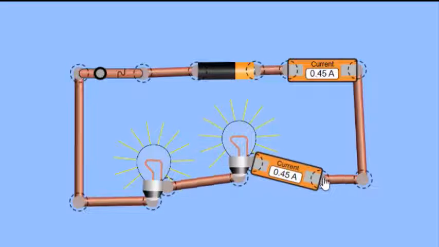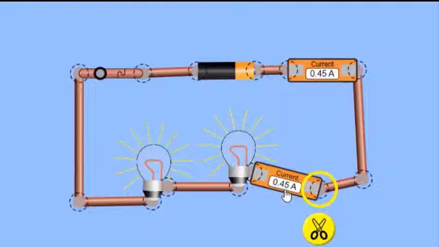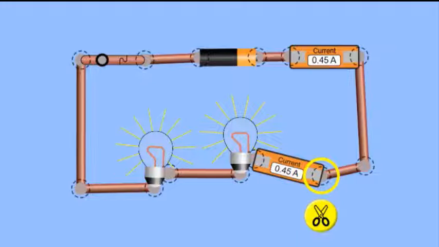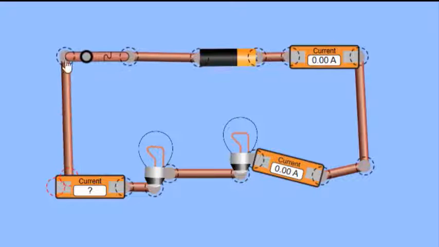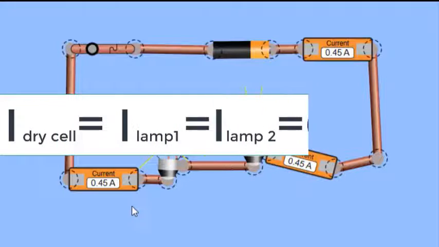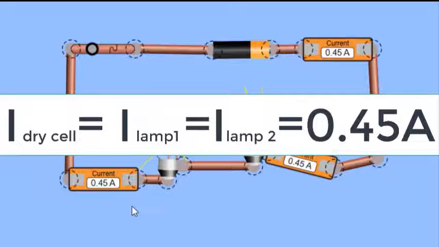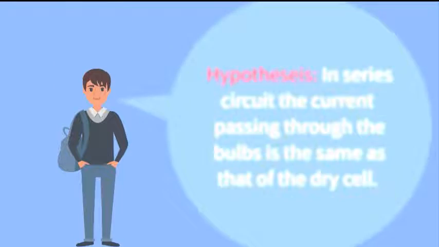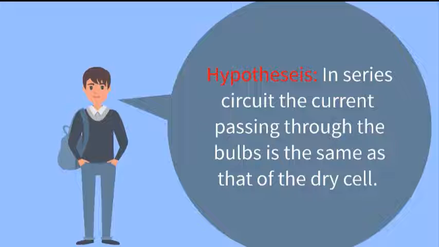Okay, it's also 0.45 ampere for the first lamp. Also, it is 0.45 ampere. What can you conclude? The current that passes through the lamps grouped in series is the same as that of the dry cell. So I of the dry cell, that is the intensity of the main current in the circuit, is equal to I of lamp 1 and I of lamp 2. So your friend's hypothesis is true.